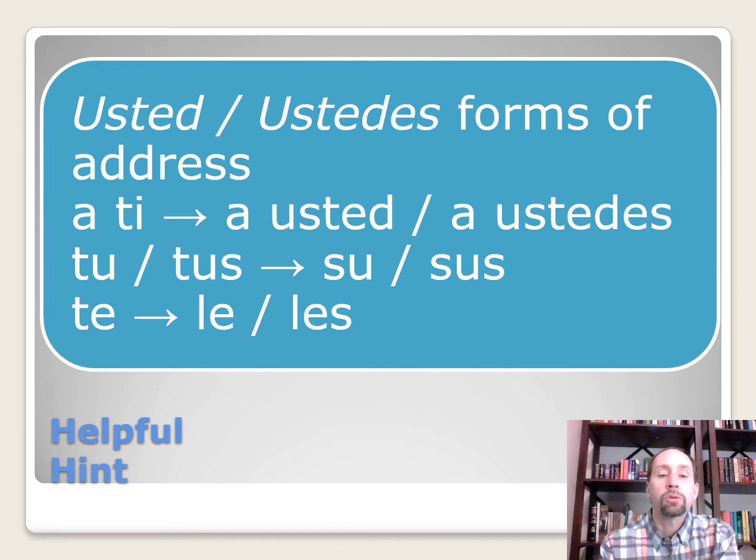And then tu or tus for your is going to become su or sus. Now this one, it doesn't matter if I'm using usted or ustedes. I can use either one, but if I use su, it's what the person is showing ownership over, is that singular. And then sus is it plural, what I'm showing ownership over. And then te changes to le or les. Okay, so that's your helpful hint there, is to be familiar with usted and ustedes forms of address.